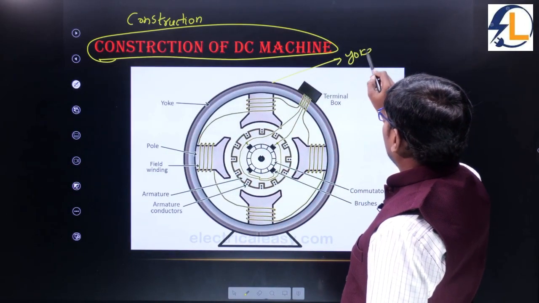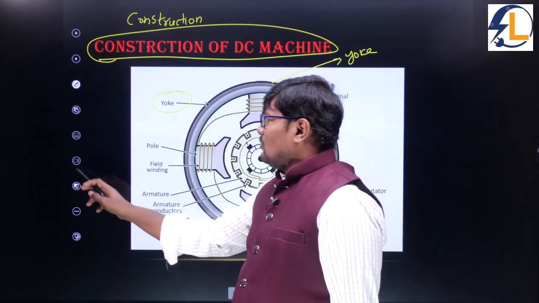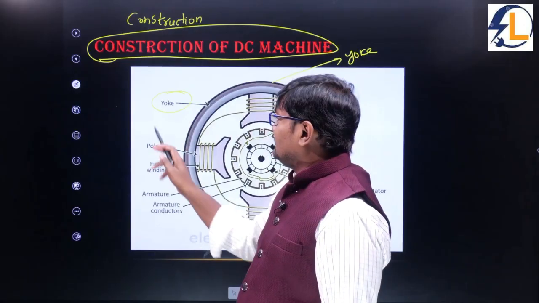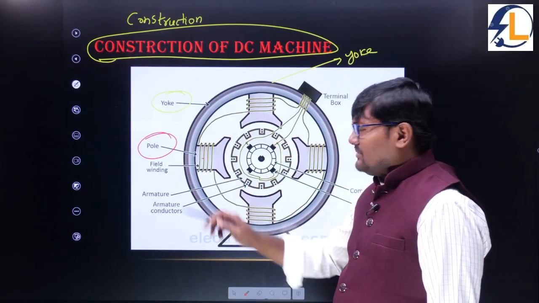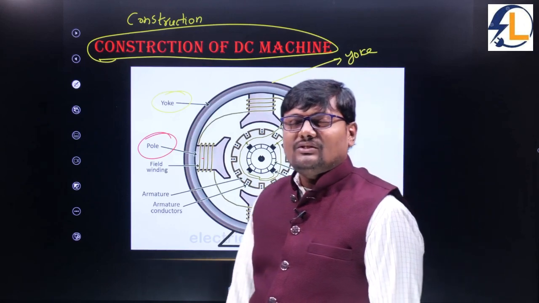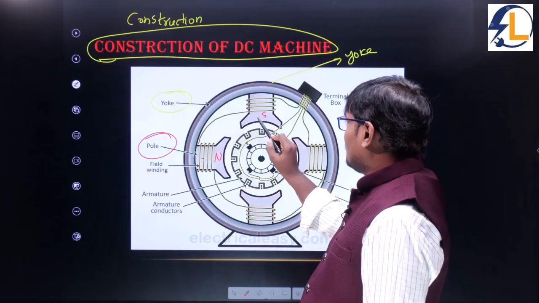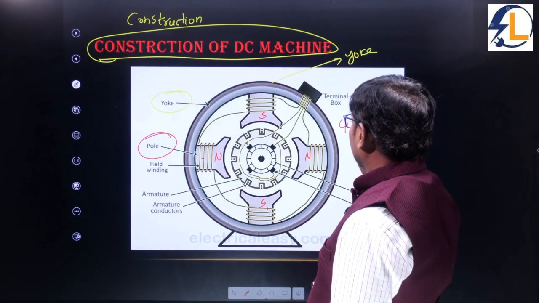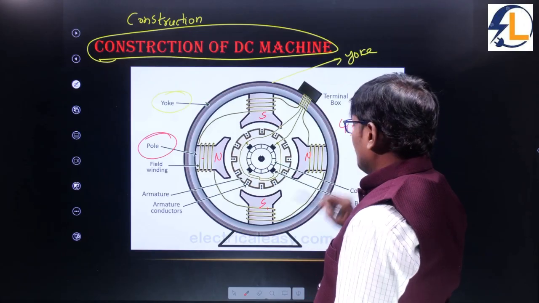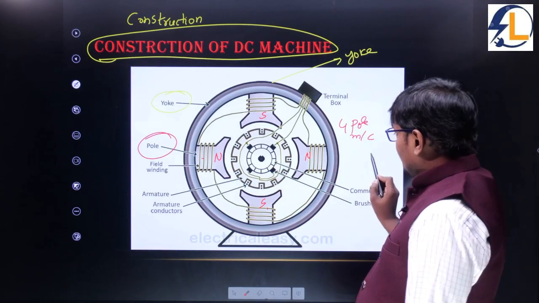Here it is clearly mentioned what the purpose of the yoke is and what the purpose of the pole is. This one is the pole, and this winding is called the field winding. When it is excited with DC, it will produce a constant magnetic field like this. Let us say this is north pole, south pole, north pole and south pole. It is a 4-pole machine.